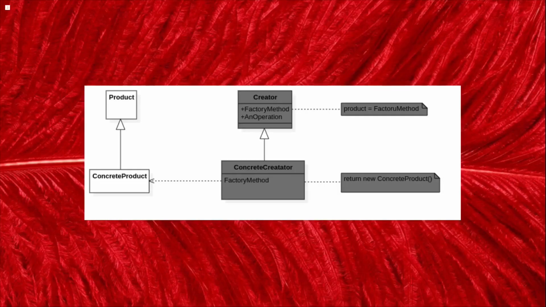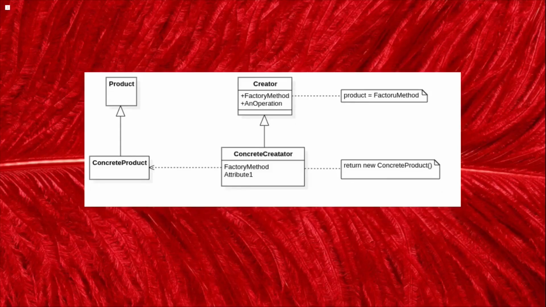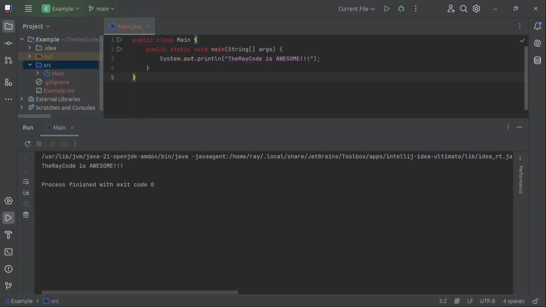UML: Product defines the interface of objects the factory method creates. Concrete product implements the product interface. Creator declares the factory method which returns an object of type product. We can also define a default implementation of the factory method that returns a default concrete product object. Concrete creator overrides the factory method to return an instance of a concrete product. Collaboration: creator relies on the subclass to define the factory method so it returns an instance of the appropriate concrete product.